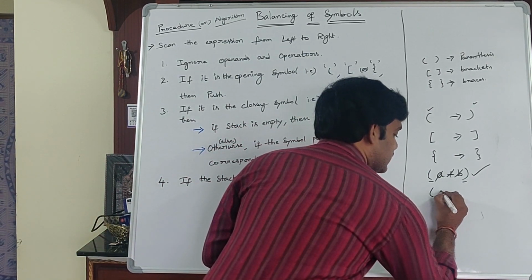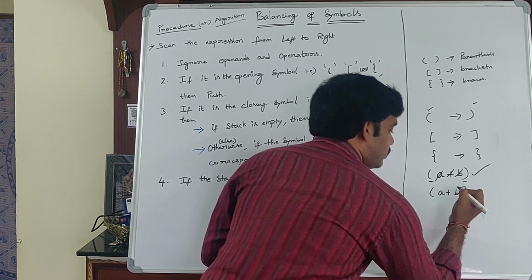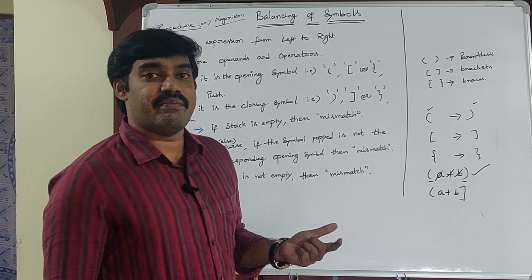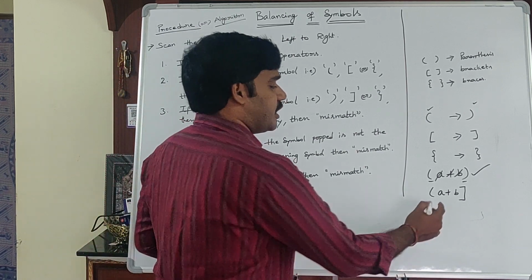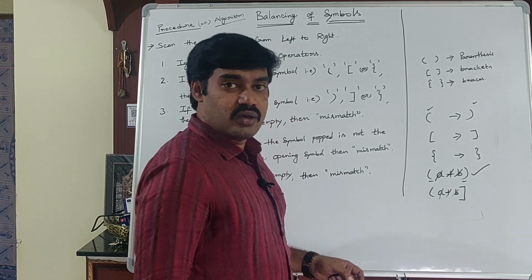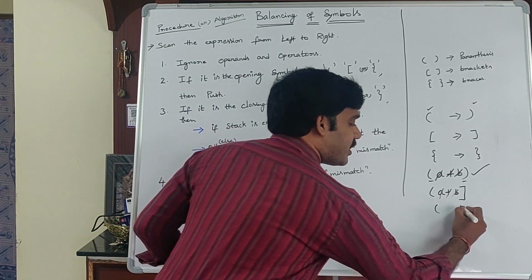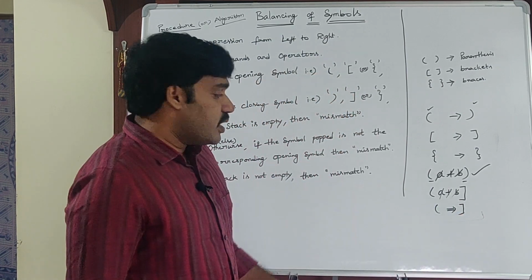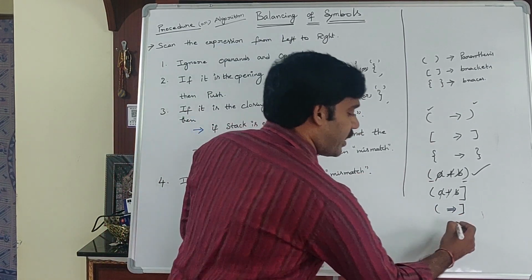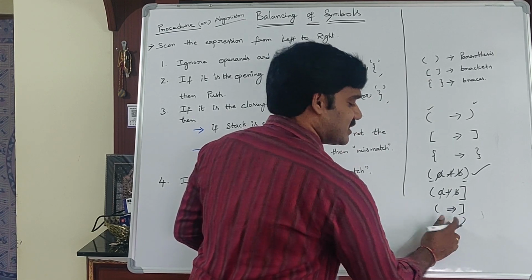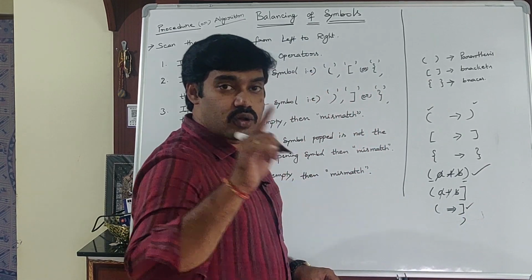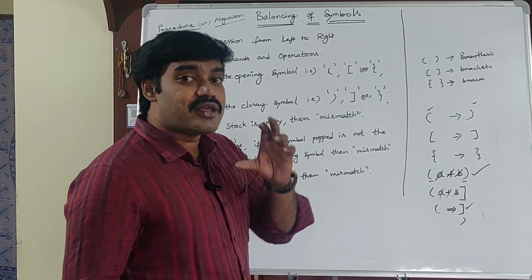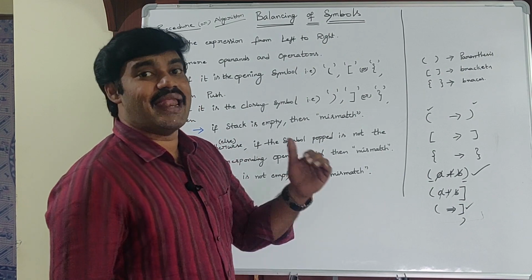Suppose your expression is (A + B]. Assume that this is your expression. Here what are the operands and operators? A, B are the operands, plus is an operator. Ignore operands and operators. What are the symbols? Opening parenthesis and closing bracket. Are these two balanced? No. Every opening symbol should have the corresponding closing symbol, that is closing parenthesis. But here we are having which one? Closing bracket. So compiler will give you an error. So compiler uses a stack data structure for balancing of symbols.